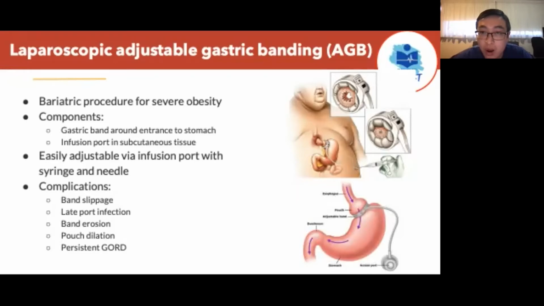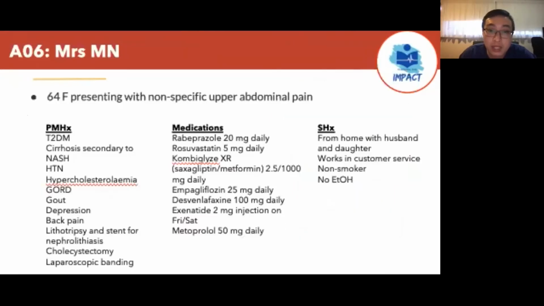There are quite a number of complications that can arise from this gastric banding procedure, and I've listed some of them on the slide there. So slippage, the port can get infected, band erosion, pouch dilation can cause persistent GORD, as I said, if it's too tight. All of those complications can cause abdominal pain, so it's something that we need to consider in this particular patient. So let's go back to the case itself.